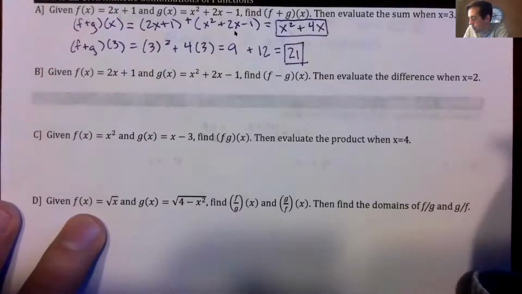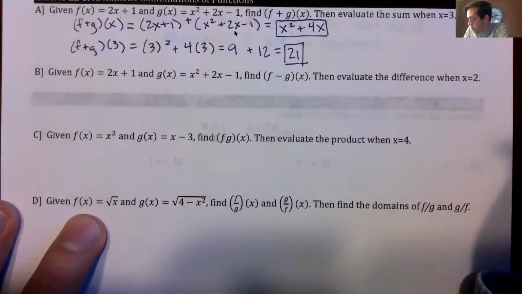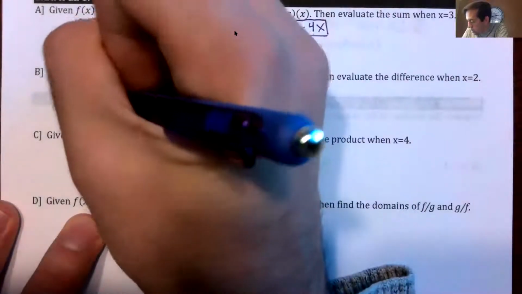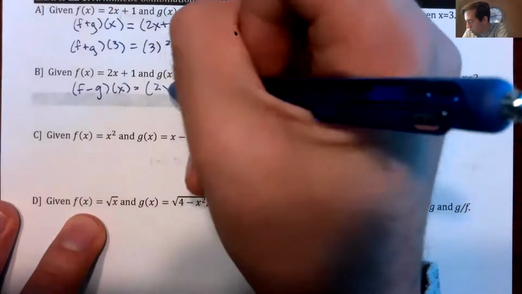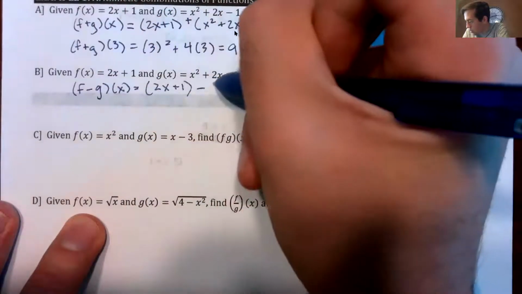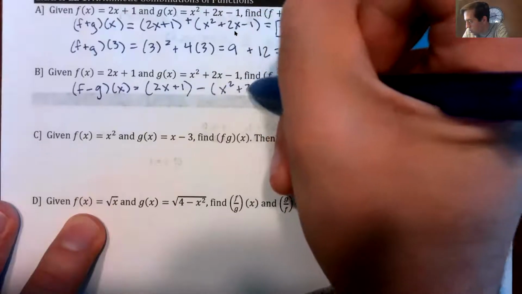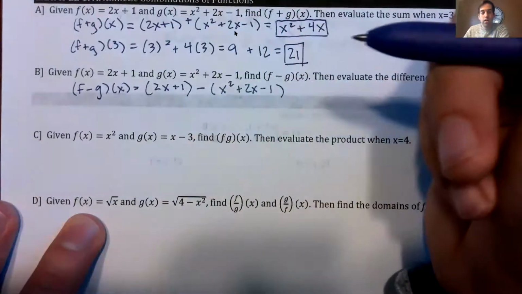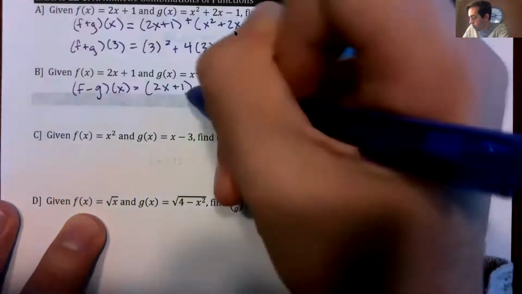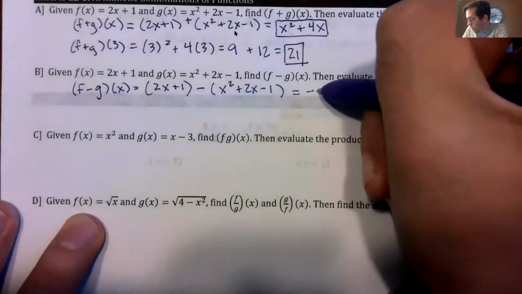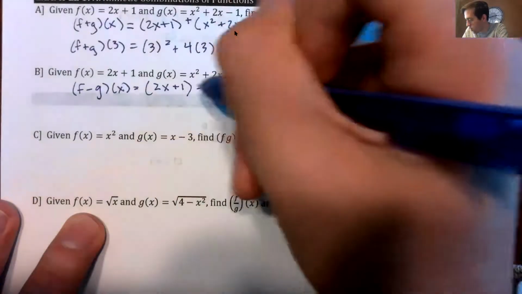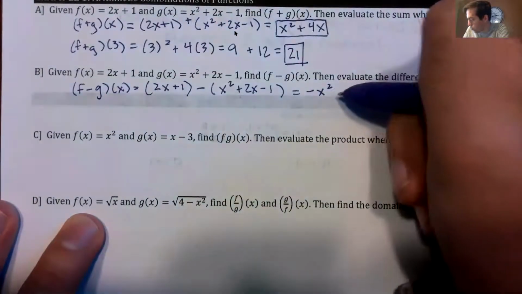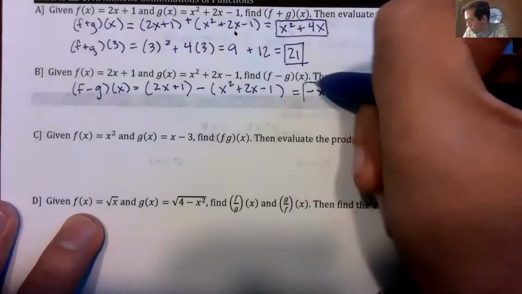So for letter B, we have f of x and g of x, and they're actually the same. And now we're finding f minus g of x. So it's going to be 2x plus 1 minus x squared plus 2x minus 1. So we're going to subtract these. Remember, the negative distributes. So we have negative x squared, 2x minus 2x cancels out, and then we have 1 minus negative 1, so 1 plus 1, so we have positive 2.